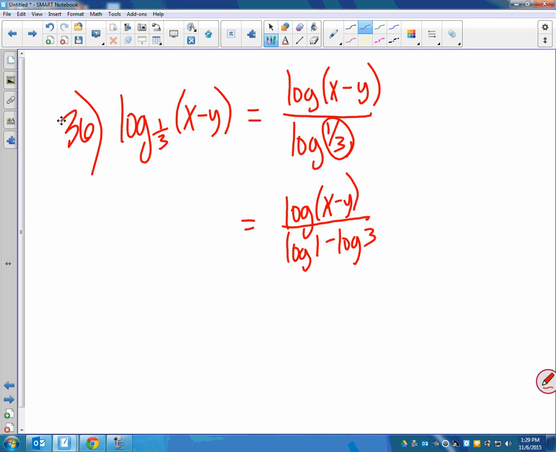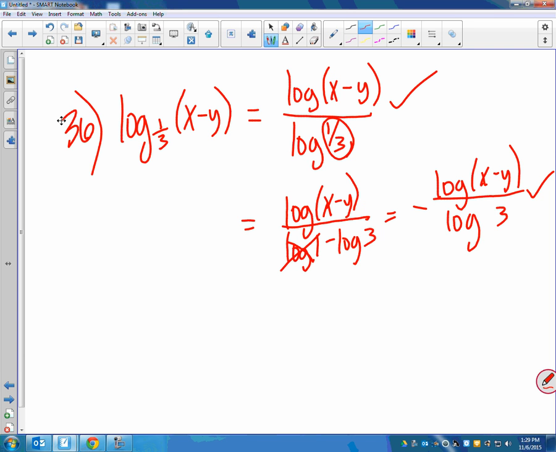Why would they do that? Well, what is the log of 1? 0. So that's just 0. So my answer book says log of x minus y over negative log of 3. Would I have counted that right? Yes. But I just wanted to show you. Sometimes when you check odd answers in the back and they look weird like that, think about how they could have gotten rid of the 1/3.